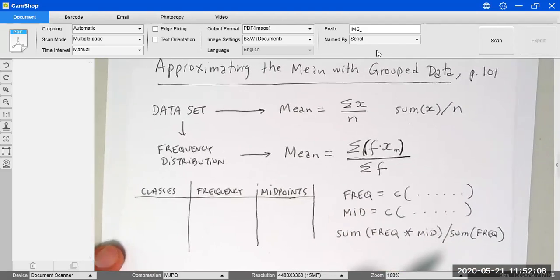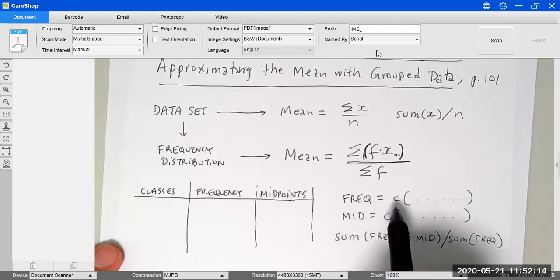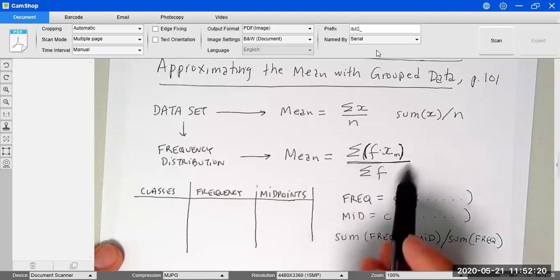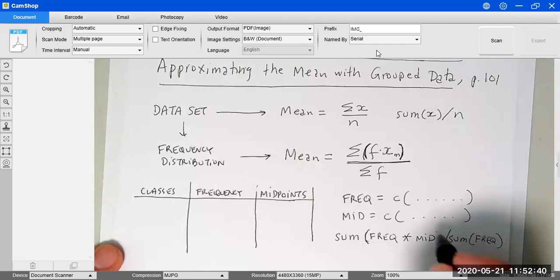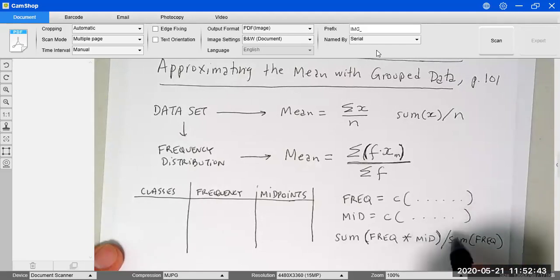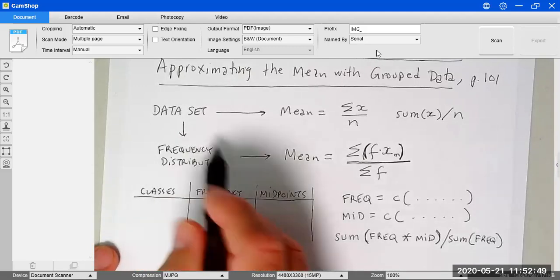So in R, it's just 3 steps. It's going to be very simple. You enter your frequencies, as we did before when we created histograms. You enter the midpoints, and then you apply the formula. This formula is written here in R as a command. It's the sum, parentheses, frequencies times midpoints. We use the star to indicate multiplication. Then we divide that by the sum of the frequencies, and that is going to be the mean of the frequency distribution.